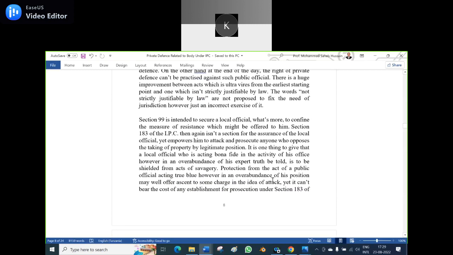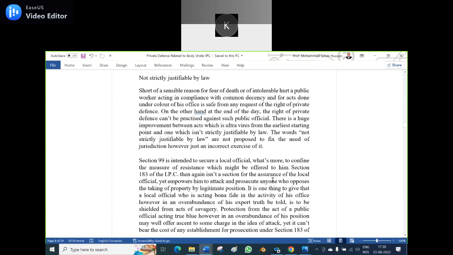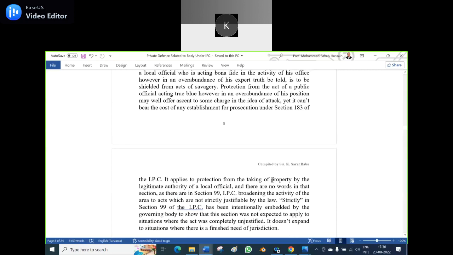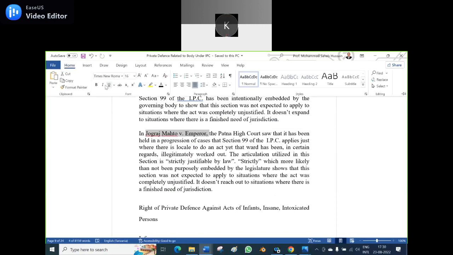Section 99 is intended to secure a public official and to confine the measure of resistance which might be offered to him. Section 183 of IPC, on the other hand, isn't a section. So the case law is scroll up, sir. The case law is Jogras Mehto versus Emperor.